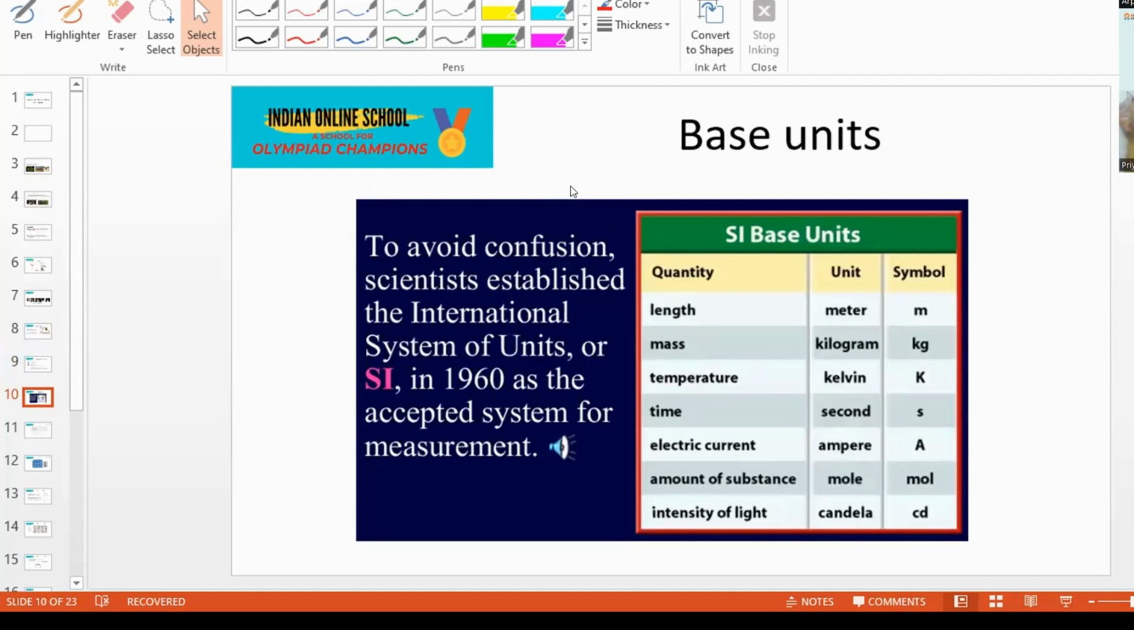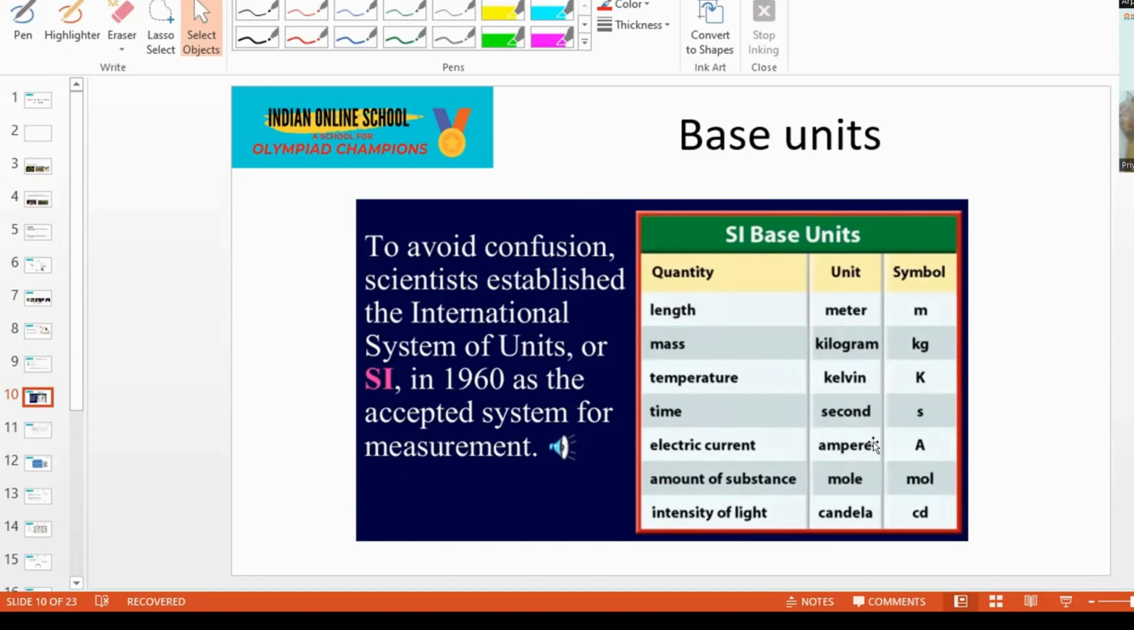Let's understand the different quantities and the units that are used to measure different things. For length, the SI unit is meter. For mass, the SI unit is kilogram. For temperature, the SI unit is Kelvin. For time, the SI unit is second.